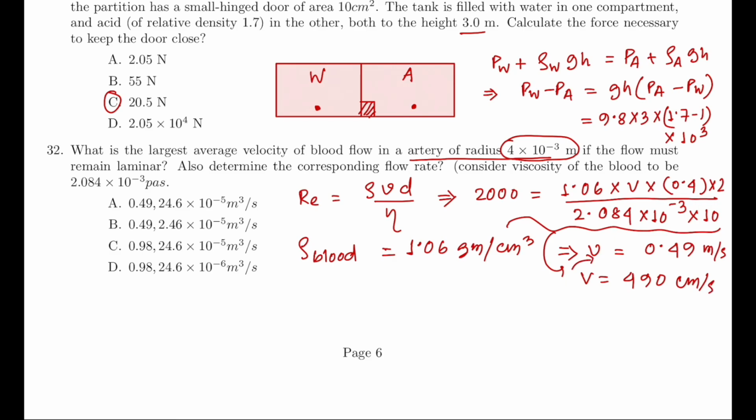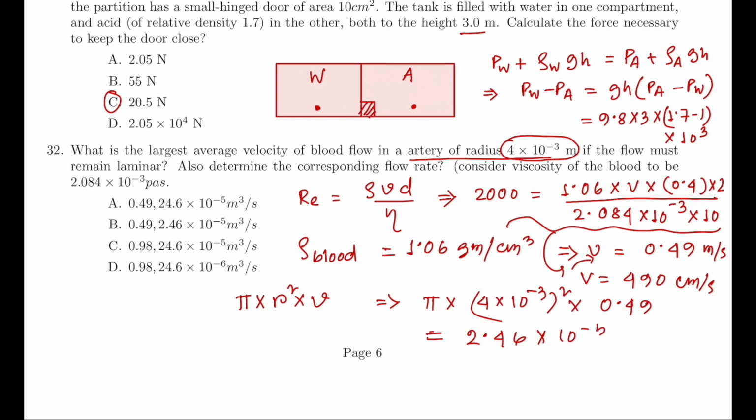And the flow rate is the volume that is flowing in 1 second, which is pi into the radius square times the velocity. So this is pi into (4 into 10 to the power minus 3) whole square into 0.49, and that is basically 2.46 into 10 to the power minus 5 meter cube per second. Option B is the correct answer. Thank you.